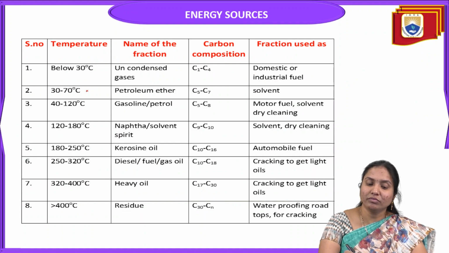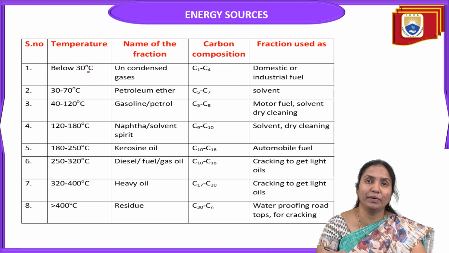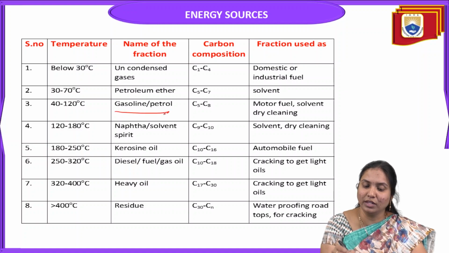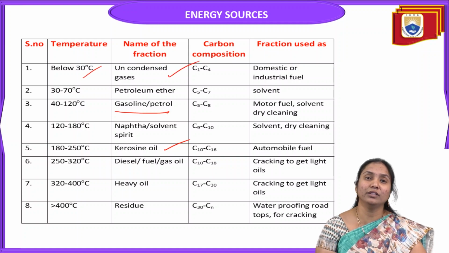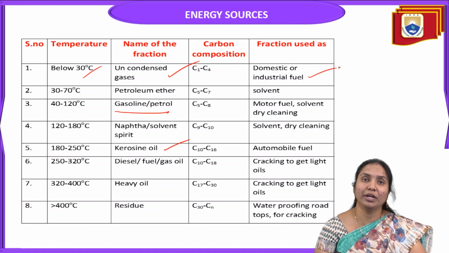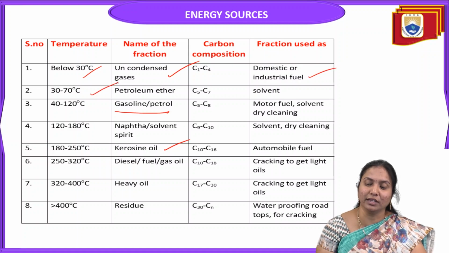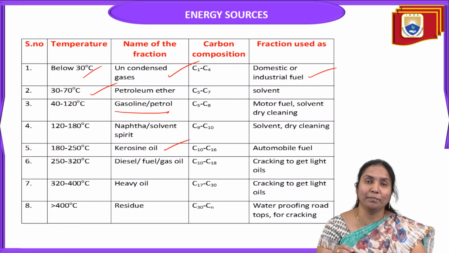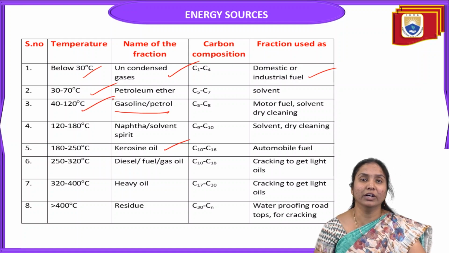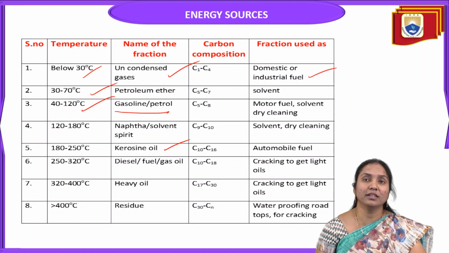You see here that the different fractions present in the crude petroleum are all separated at different temperatures. Now, at which temperature are gasoline and kerosene separated? Uncondensed gases are separated below 30 degrees centigrade and used for industrial fuel. Petroleum ether, 30 to 70 degrees centigrade, is used as a solvent. Gasoline or petrol is separated at 40 to 120 degrees centigrade, and acts as a motor fuel and solvent for dry cleaning.